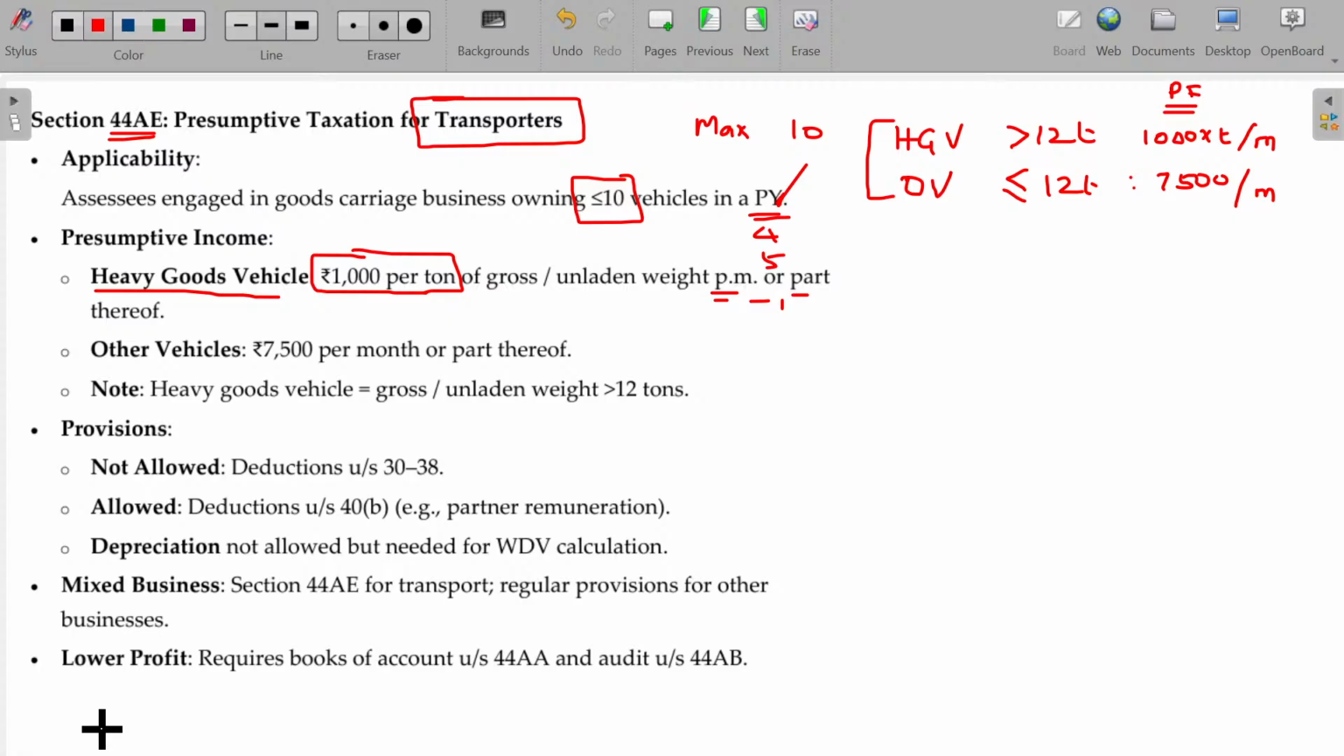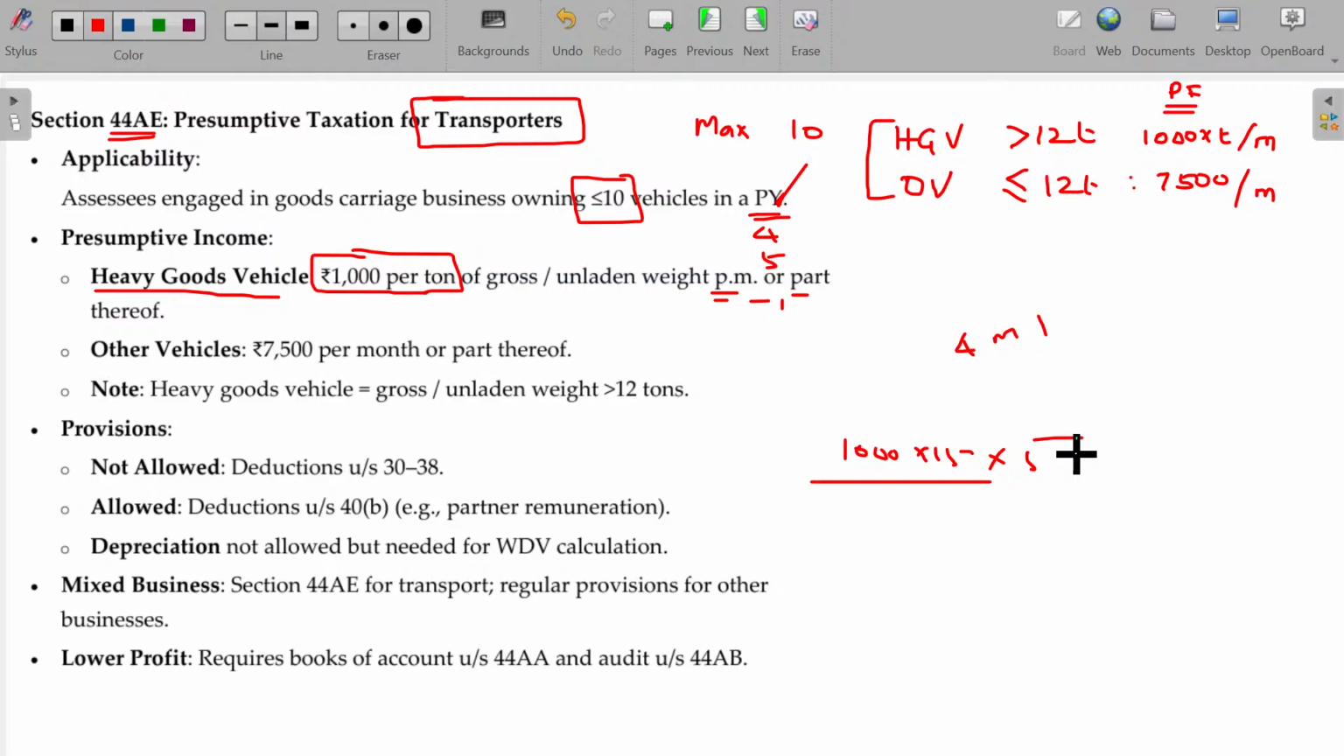If you have a lorry of 15 ton capacity, weight 15 tons, then what happens? 1,000 into 15, you have to multiply with this one. For how many months do you have it? 4 months, 1 day. Then you have to multiply with 5 months. This will be your presumptive income.